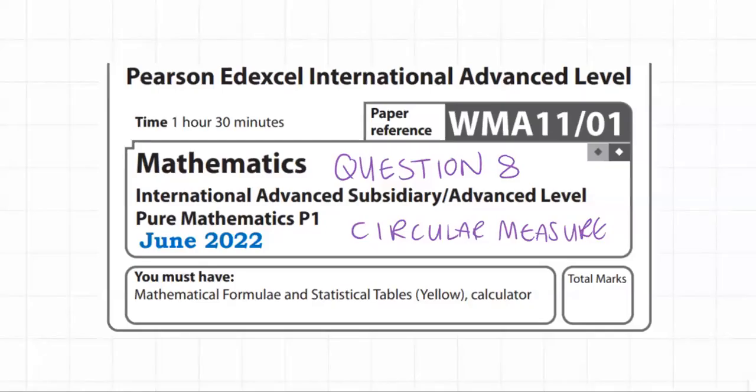This is the Edexcel IAL Mathematics June 2022 Pure Math 1, P1. This lesson will be question 8, circular measure, dealing with circular measure in radians.